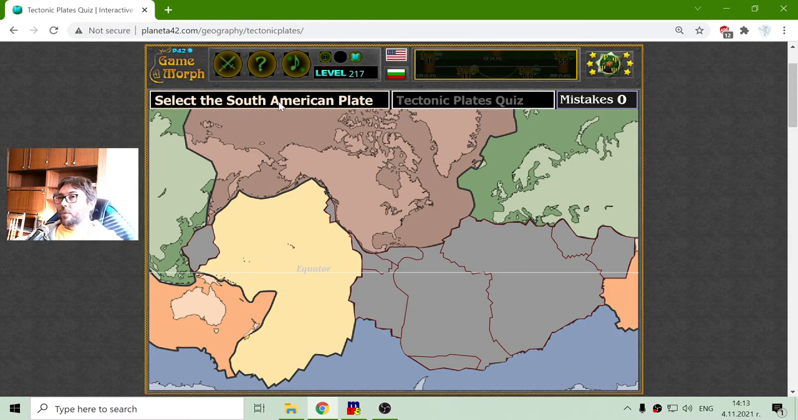Now I have to choose the South American plate. Right here. That includes South America. And Nazca plate. Okay, Nazca. Which one was it? I believe this is the one next to the South American plate. I still don't have mistakes.